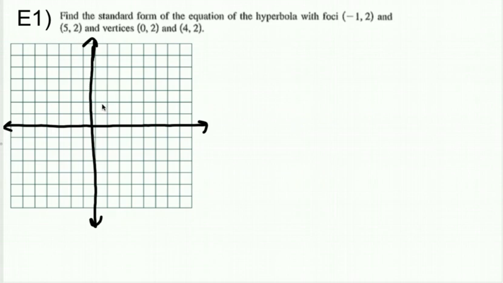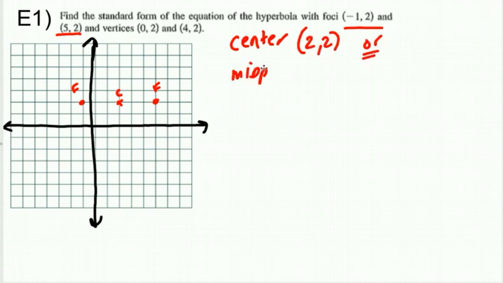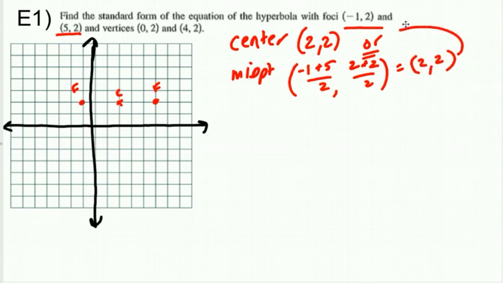So the foci are at -1, 2 and 5, 2. Those are my foci, right? You can find the center visually by recognizing that it's halfway between the two of them. You can either graph to find the center, and you'll find that it's at 2, 2, or you could just find the midpoint, either between the two foci or the two vertices. So the midpoint would be -1 plus 5 divided by 2, you average the x's, and 2 plus 2 divided by 2. You're going to end up getting 2, 2. Either way, that's how you get the center.